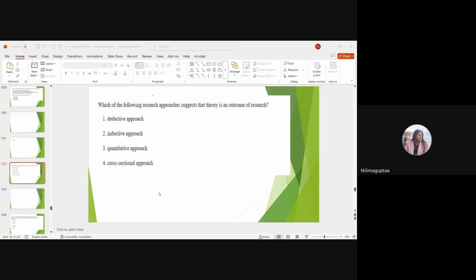Now we discussed that inductive is particular to general and deductive is general to particular. So deductive already has a generalized principle. We are going and then seeing its practicability on every particular individual. And inductive is particular to general. So we have so many cases, let's say 10,000, or whatever number of cases. We are going through all of those cases, seeing a pattern, and then coming with a general statement.